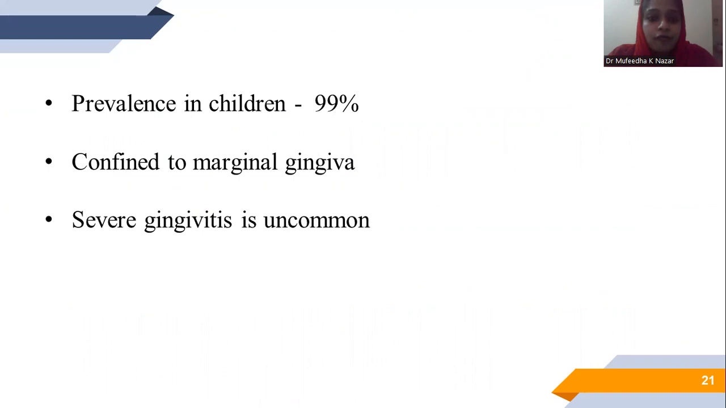Epidemiological studies have found that the prevalence of gingivitis in children is as high as 99%, especially in children with special healthcare needs. The gingivitis of primary dentition is usually limited to marginal gingiva. However, the etiology of the same is unknown. Even though gingivitis is seen in children and adolescents, severe gingivitis is uncommon. Most of them will have a mild and reversible gingivitis.